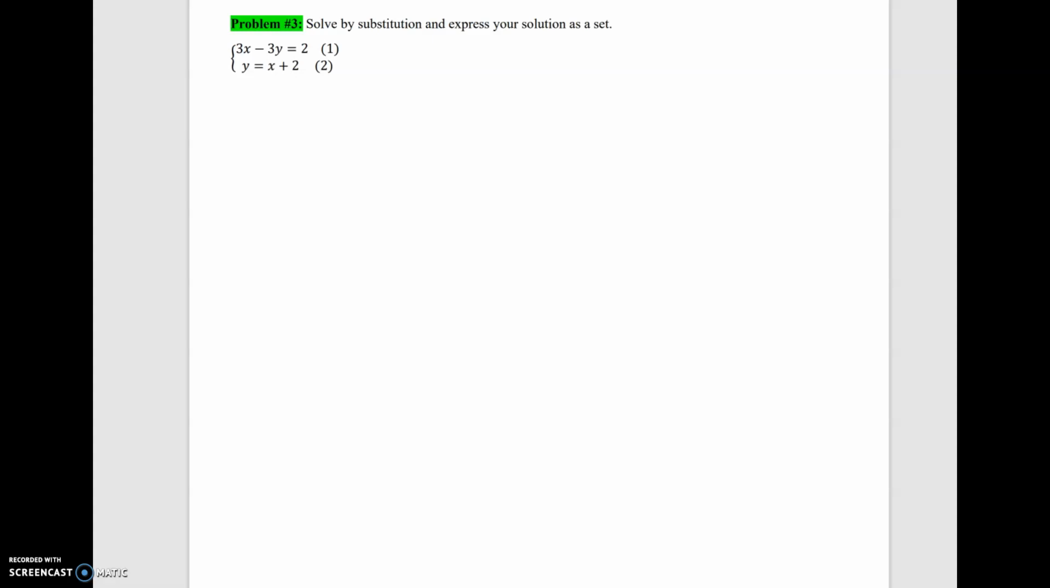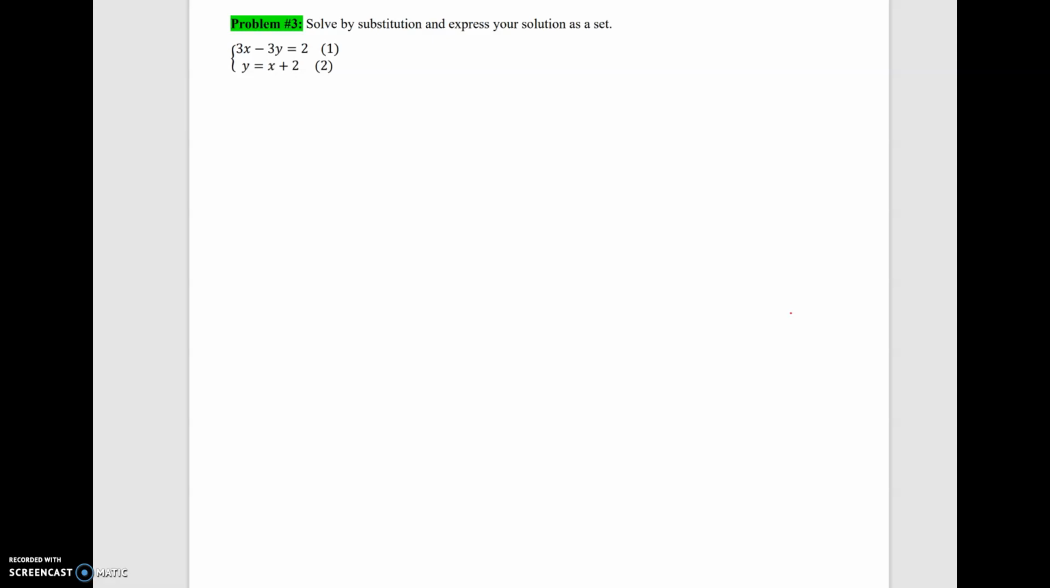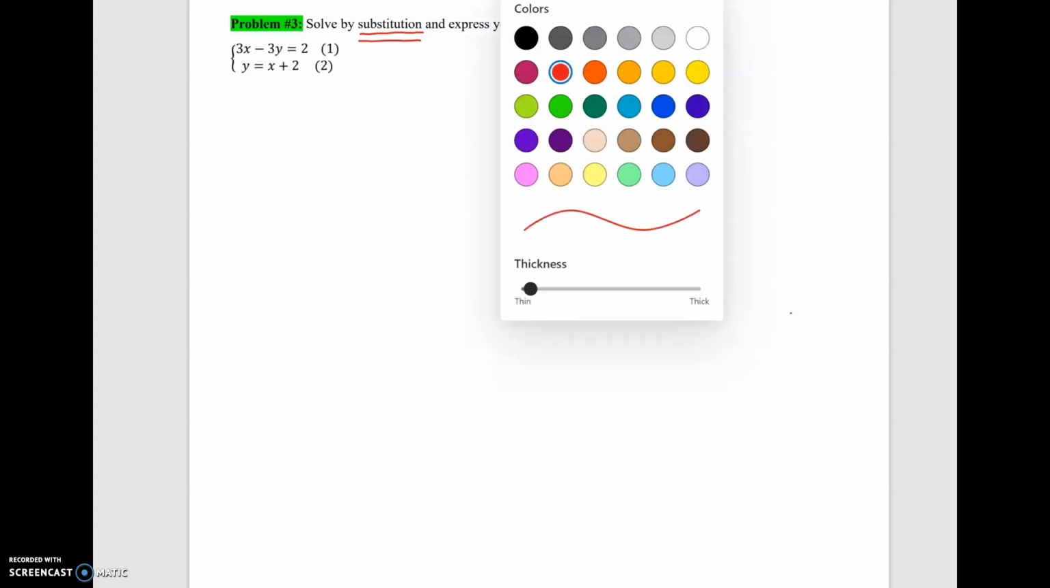Hi class, let's take a look at example 3. And example 3 has specific instructions. Well, they're asking for the substitution method, and furthermore, they want the solution as a set. So we'll talk about the proper solution once we solve it.